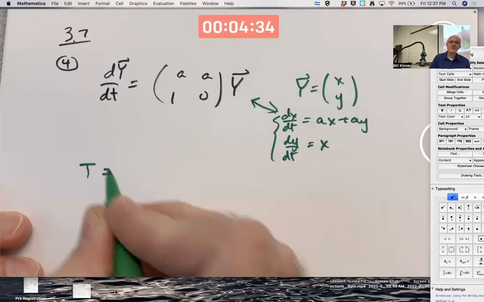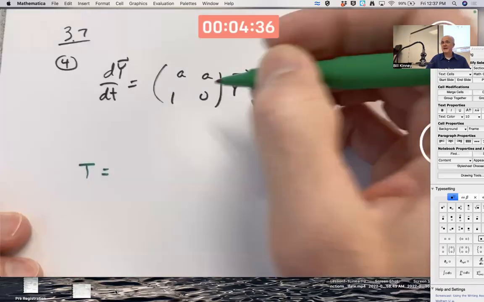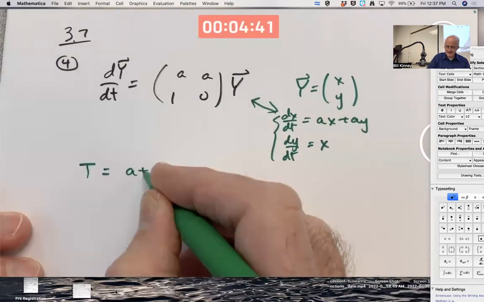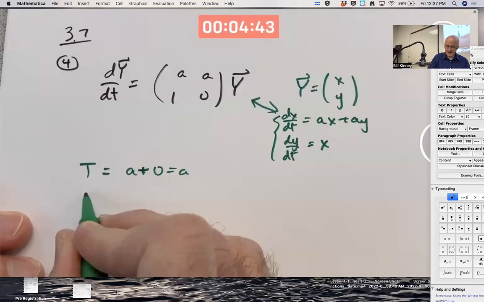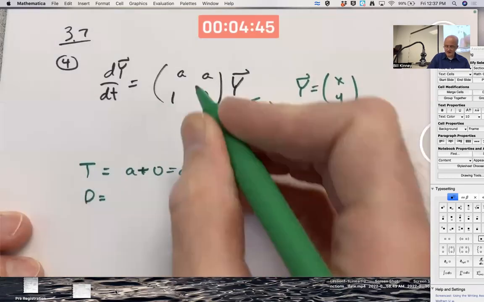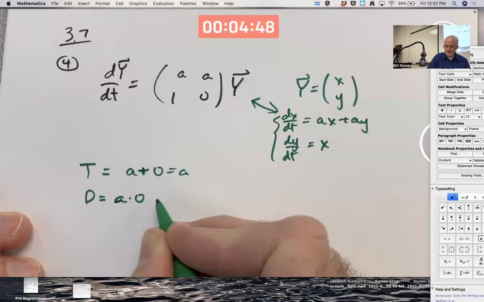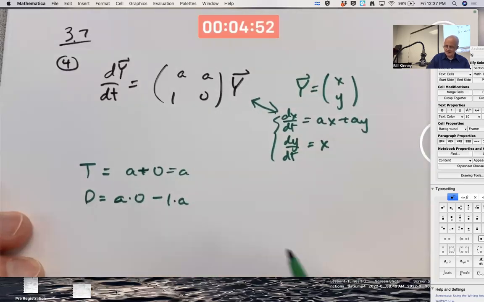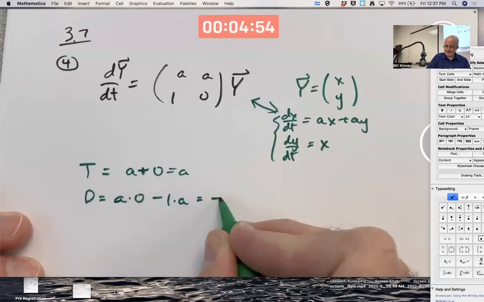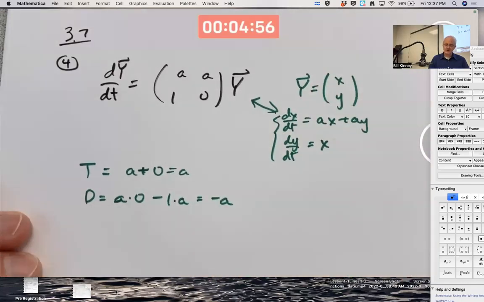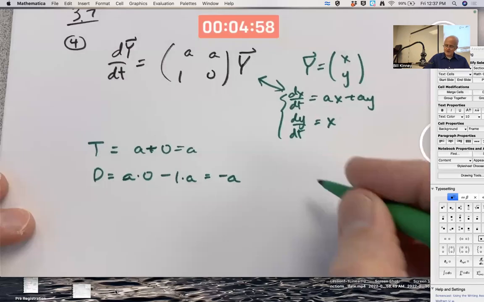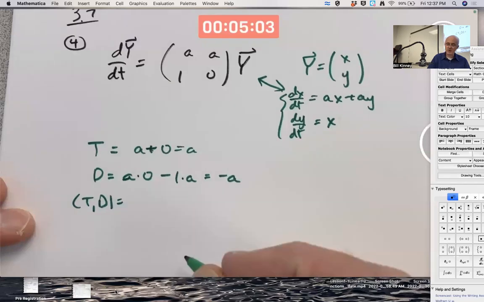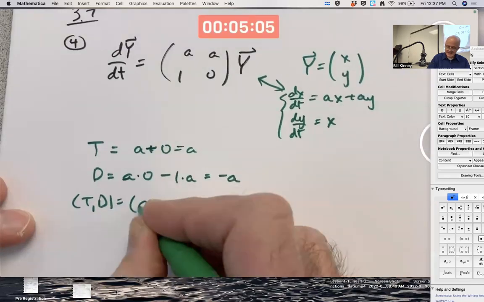So the trace is the sum of the numbers in the main diagonal. A plus 0 is A. And the determinant, as always, is the product of the numbers on the main diagonal, A minus 0, minus the product of the numbers on the off diagonal, 1 times A. That gives 0 minus A, which is negative A. So the point T comma D in terms of the parameter A is A comma negative A.